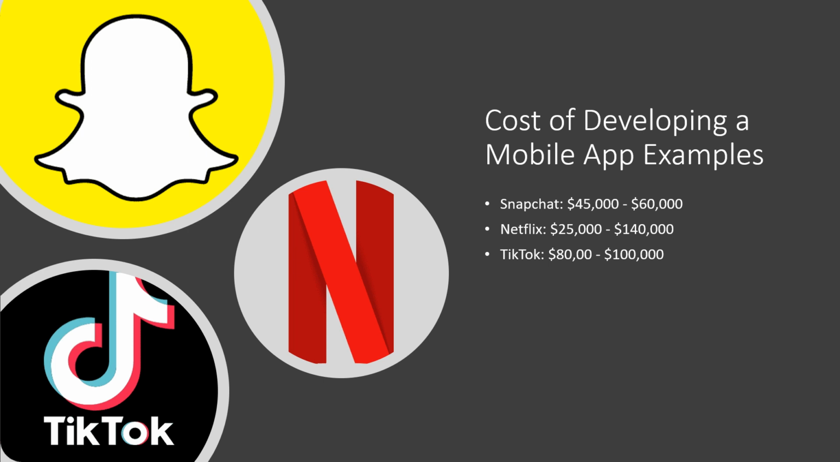Here on this slide are some examples of how much money a company or business will spend to create an app. Snapchat spent around $45,000 to $60,000 to build their app. Netflix was somewhere around $25,000 to $140,000 to develop, and TikTok, a widely and frequently used app by everyone, spent around $80,000 to $100,000 to develop.